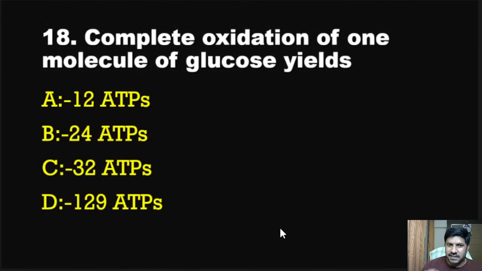Next question. This is an easy question. Don't make an incorrect choice. Complete oxidation of one molecule of glucose yields 12 ATPs, 24 ATPs, 32 ATPs, or 129 ATPs. Eighteenth question.